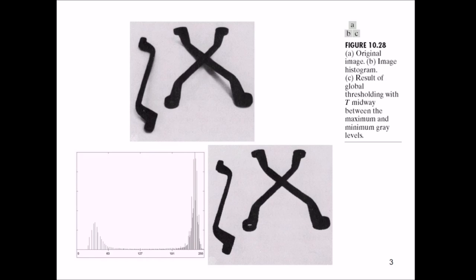This is the original image, and this is the image histogram of this. So you can see two different histograms all together and with different peaks. This is the result of global thresholding with T, which is somewhere midway between the maximum and minimum gray levels. So you can see that these two images are not actually very much different, but still the background and this structure are delineated quite well now.